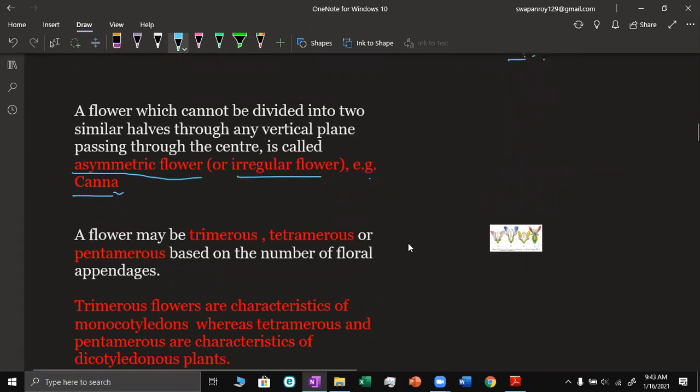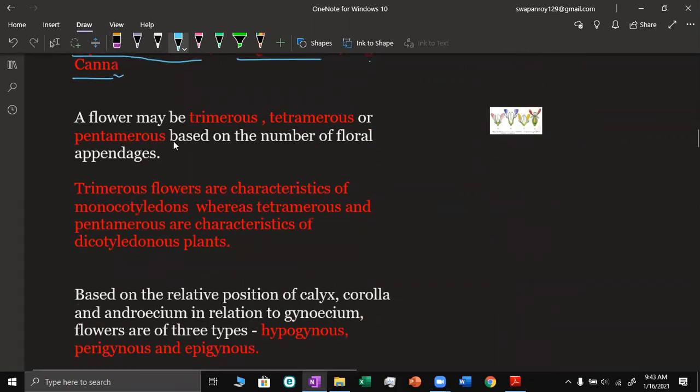Okay, one more thing is the merosity of the flower. What is called merosity of flowers?